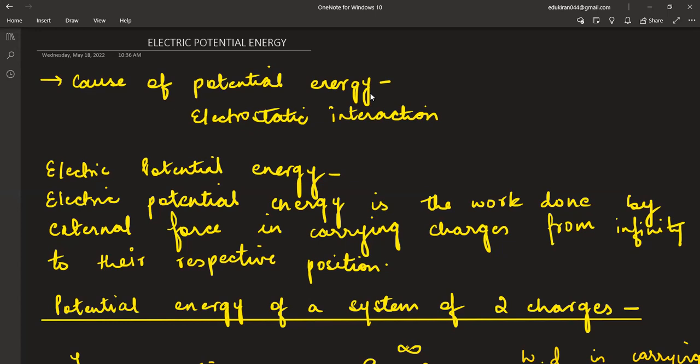Right. So depending upon different types of interactions, you have to have the potential energy in your system. Electric potential energy is what? Electric potential energy is the work done by external force in carrying charges from infinity to their respective position. Understand this definition. Details, don't worry, I'll do it in the next class.